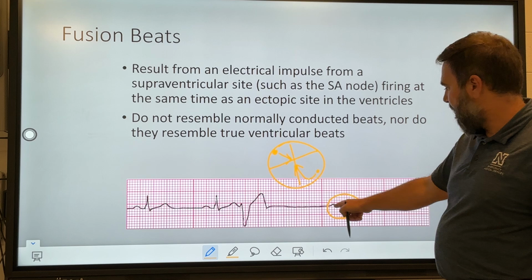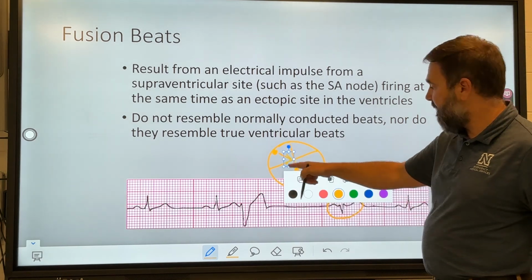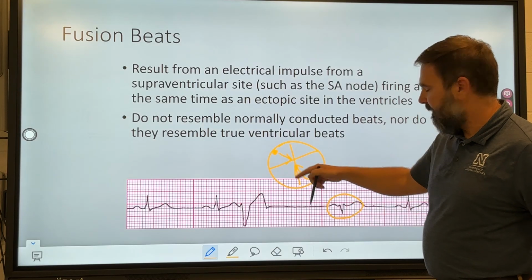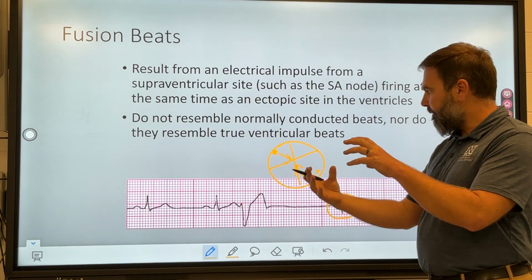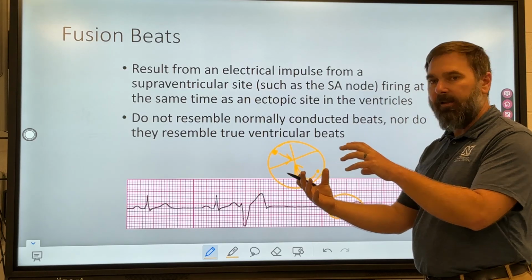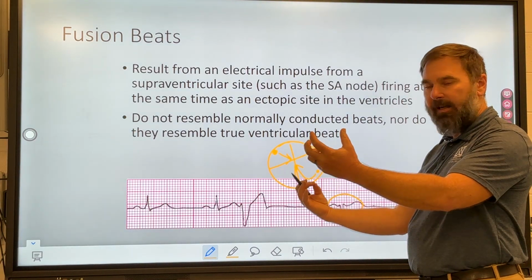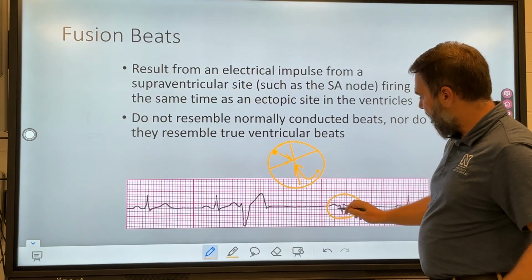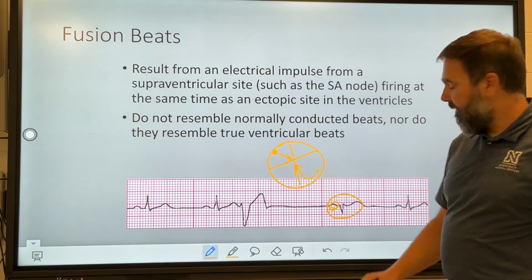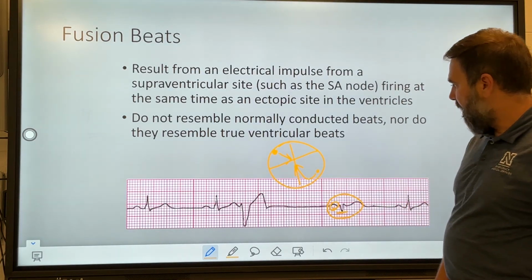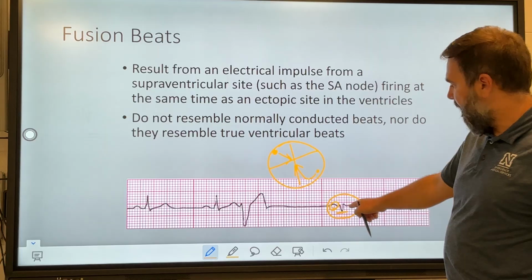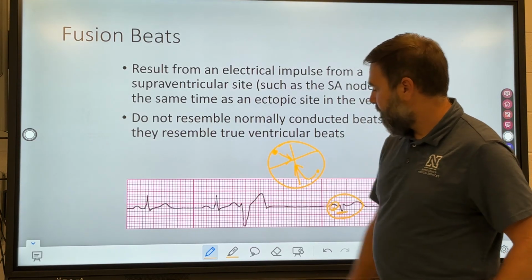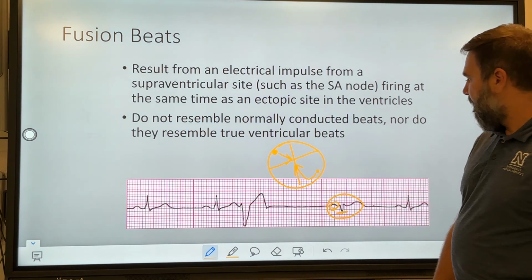So in this case, we have a P wave. When you see the P wave, the atria are depolarizing, and the ventricles are coming back. So basically you have two independent stimuli: the SA node and the site in the ventricles, both simultaneously sending a signal. The P wave represents atrial depolarization. We have, again, an abnormal looking QRS. It doesn't even look like a normal PVC. So that's the fusion beat.